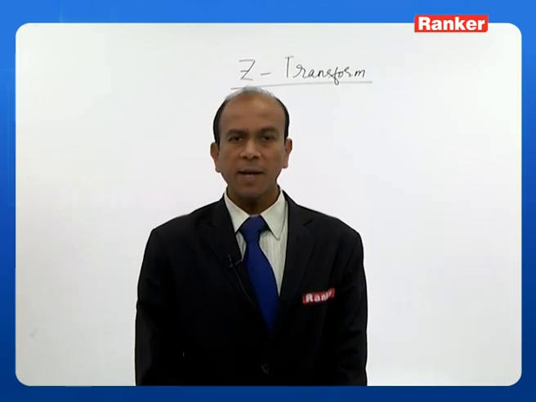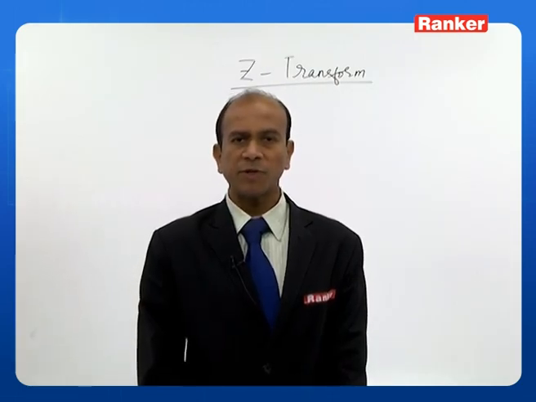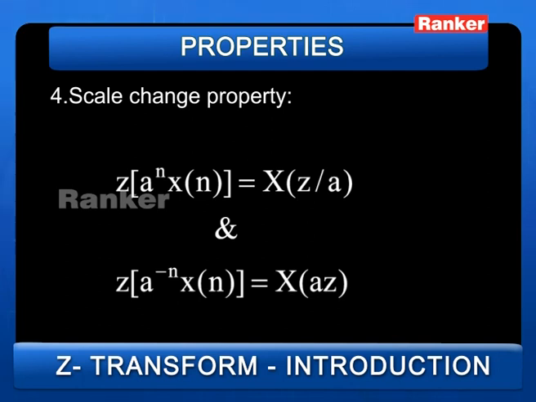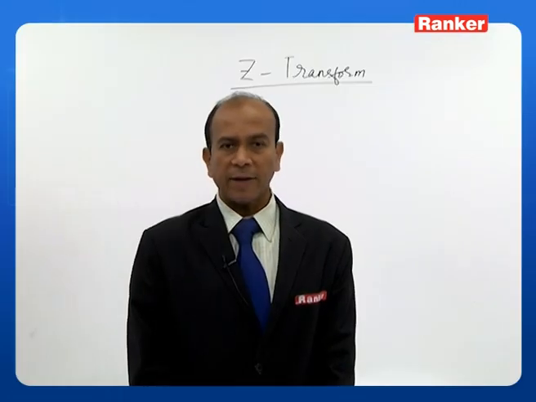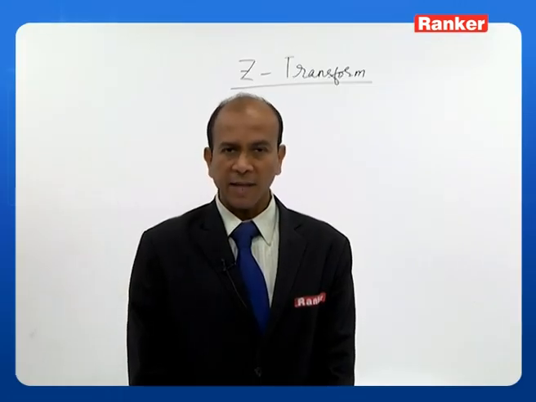Let us look at the next property, that is property number 4, which is called the scale change property. The z transform of sequence x of n multiplied by a to the power of n will be x of z by a, and if x of n is scaled by a factor a to the power of minus n, then it will be x of az. This is called the scaling property.